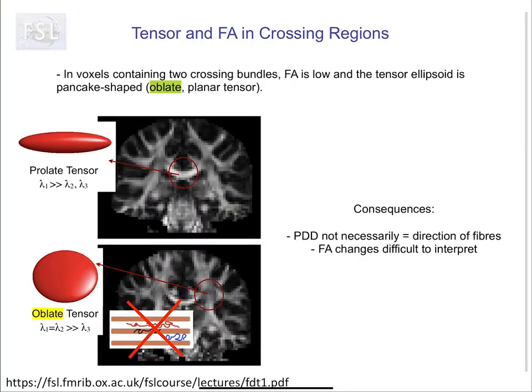This is just another picture, just trying to emphasize that if you, for example, see an oblate tensor, you can't really interpret it as just one direction of diffusion. Okay. So when it's pancake shaped, that's typically called an oblate tensor. Okay. And so just to remind you, it means that the principal direction is not necessarily the direction of the fibers, and FA changes are difficult to interpret. All right.